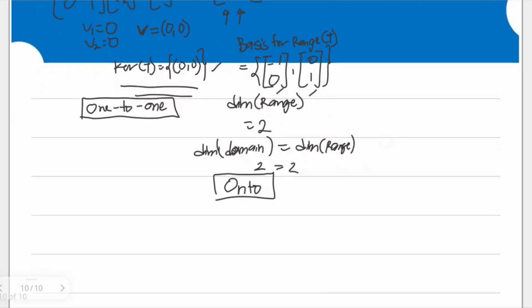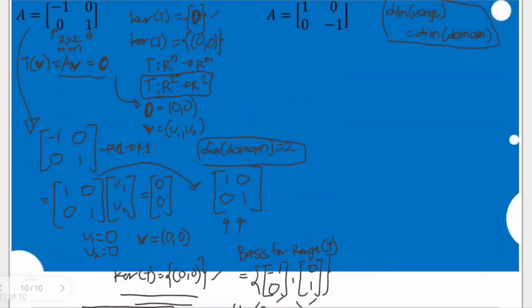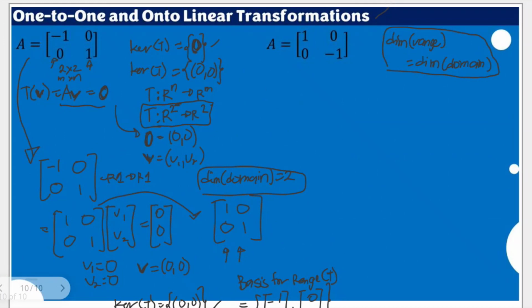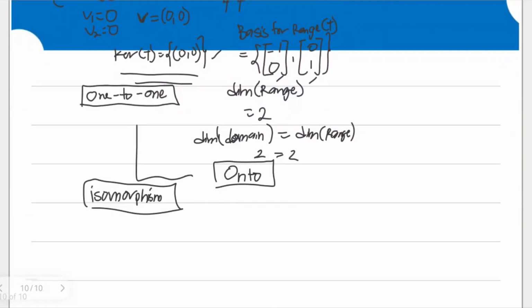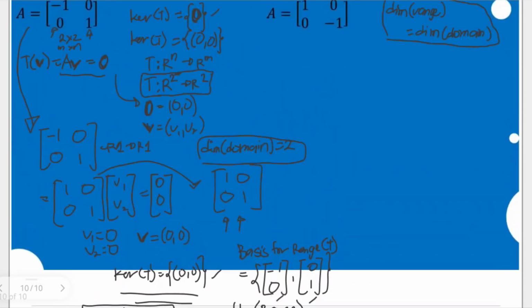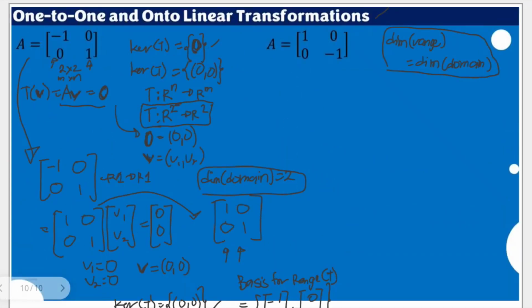And with this, our linear transformation using the first matrix is an isomorphism. Though this is not the label or the headline of this video, which is one-to-one and onto linear transformations, you just need to insert this idea. This is a one-to-one linear transformation because your kernel contains the 0 vector itself, and it's onto because the dimension of the domain is equal to the dimension of your range. So the first matrix under linear transformation is an isomorphism.